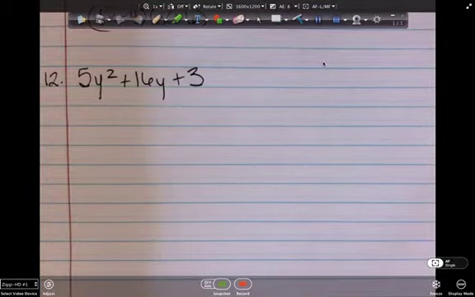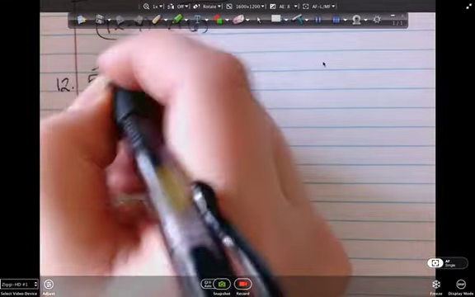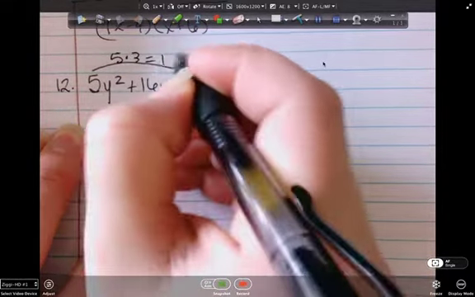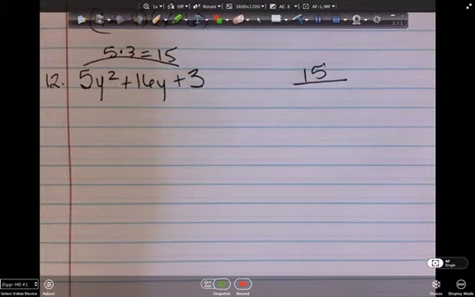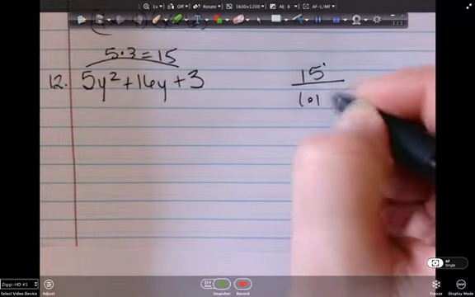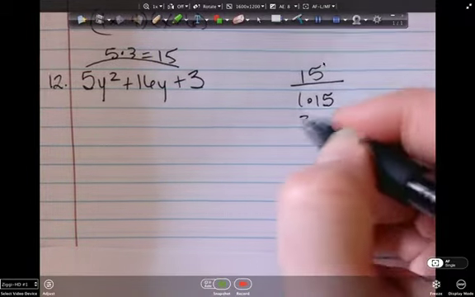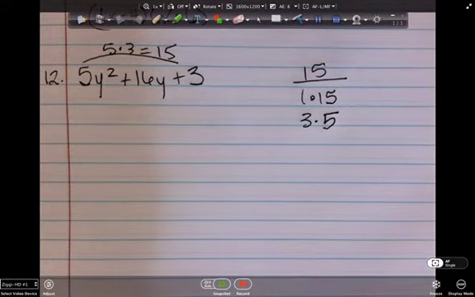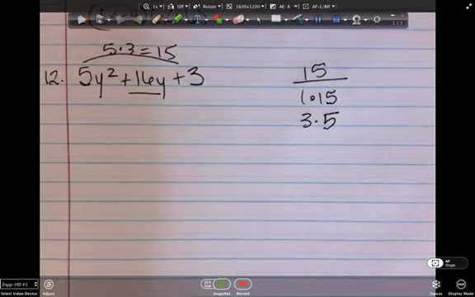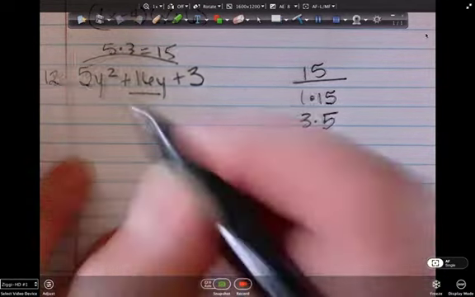All right, number 12, again, my directions are to factor the trinomial. So I am going to multiply my first term times my last term, which is going to be 5 times 3, which equals 15. I'm going to write my 15 over here, and then I'm going to go ahead and get out my factor sheet and list the factors of 15, which are, according to my factor sheet, 1 and 15 and 3 and 5. I need the factors that will add up and give me 16. So 1 and 15 are going to add up and give me 16, so that's what I'm going to use.